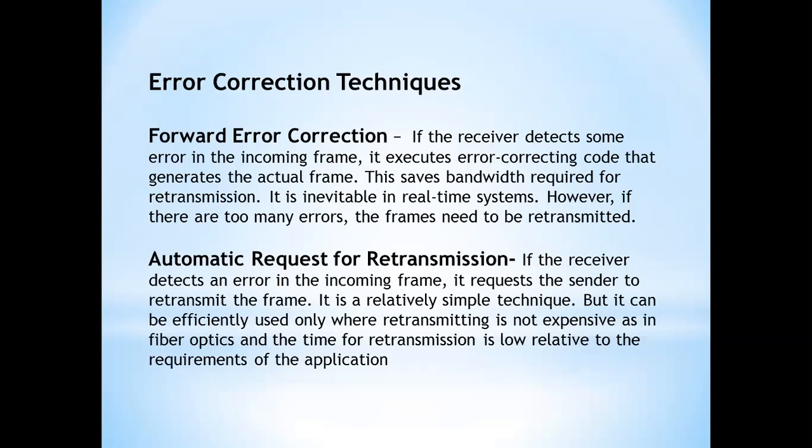Second is retransmission. In this technique, the receiver detects the presence of error in the received code words and requests the sender to resend the code word again. Retransmission is repeated until the received message is error free.